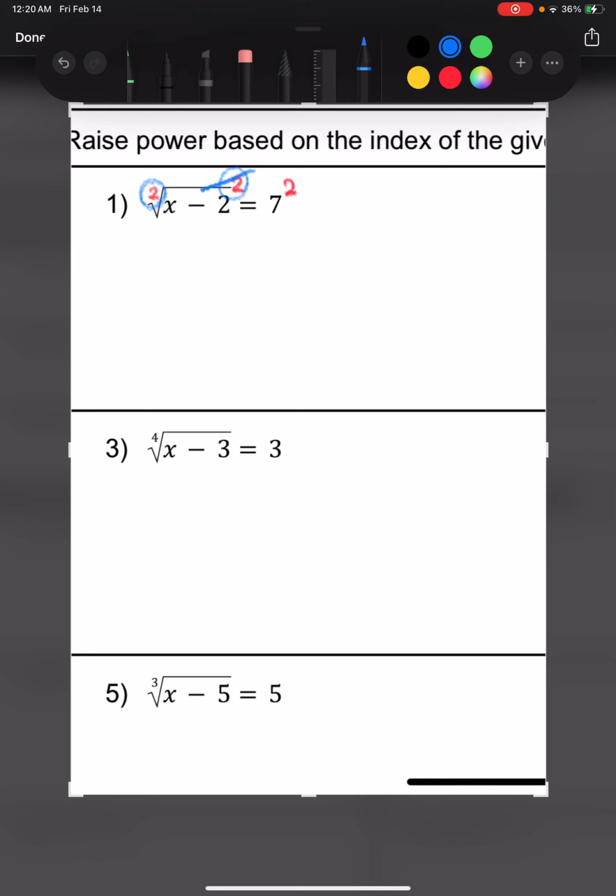Now you can get rid of the radical. You'll be left with x minus 2 equals 7 squared, which is 49. Then you're going to solve for x by adding 2 to both sides, so x equals 51. Now if you understood, go ahead to number 2. Try number 2.